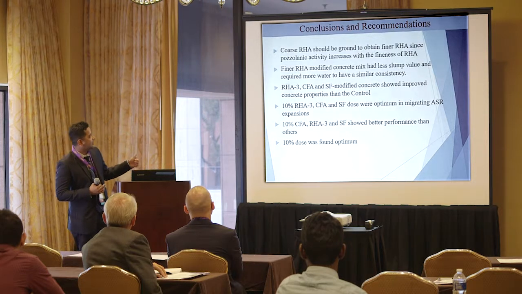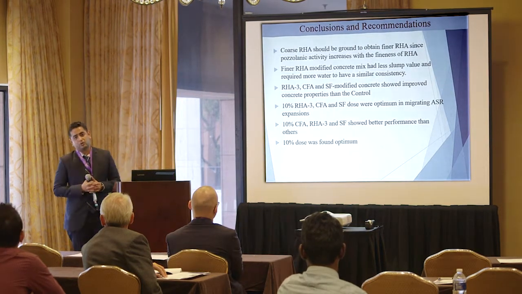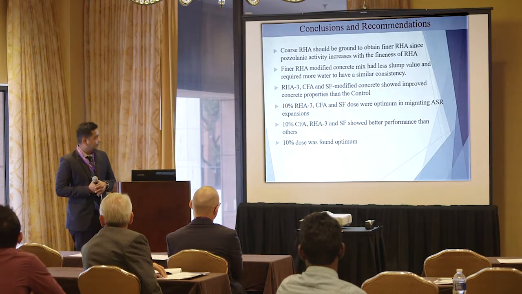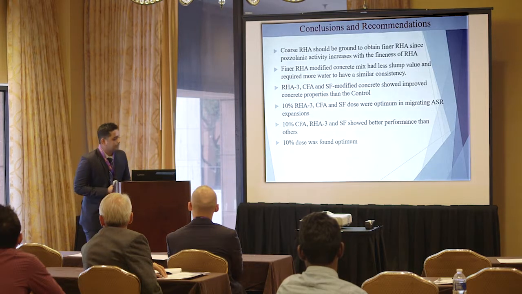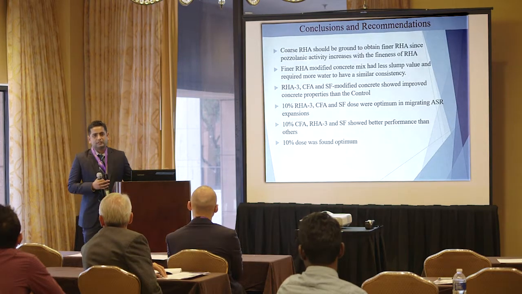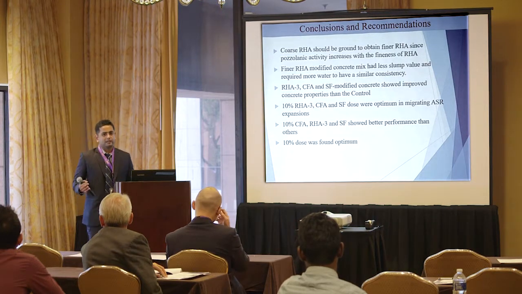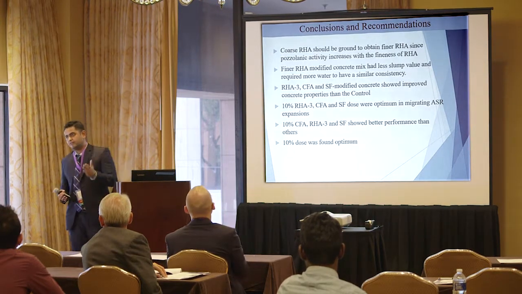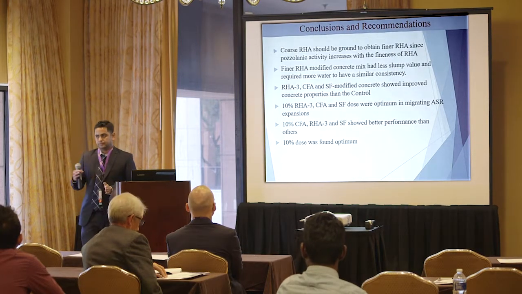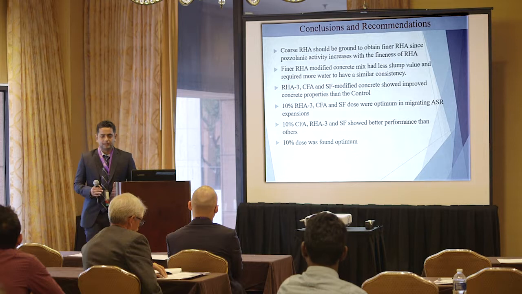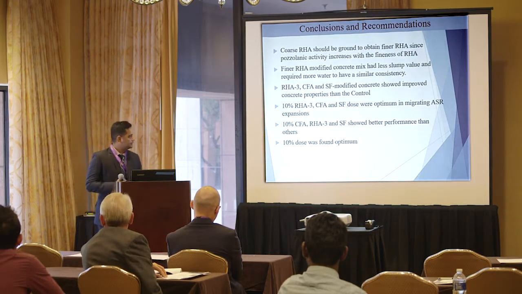And the RHA3, CFA and silica fume modified concrete showed improved concrete properties. And from all the experiments overall, it was found that 10% replacement of ordinary Portland cement in the concrete is the optimum use, because if more than 10% is used in the concrete mix, then the concrete properties gradually decrease.